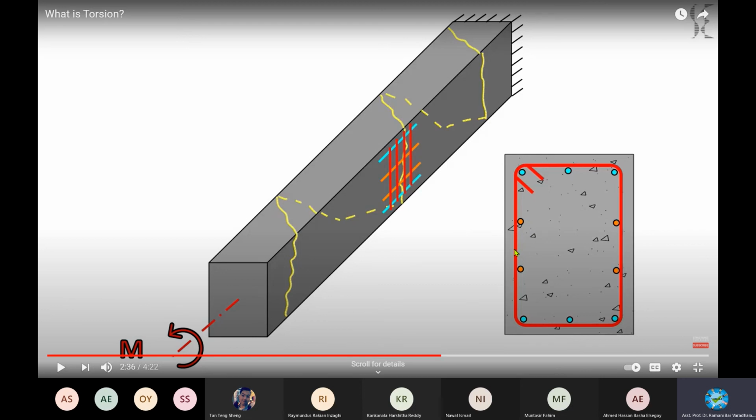Okay, remember the stirrups and then any additional bars which are provided at the mid of the section will take up the shear load and the corresponding torsional moment. That is what is explained here.